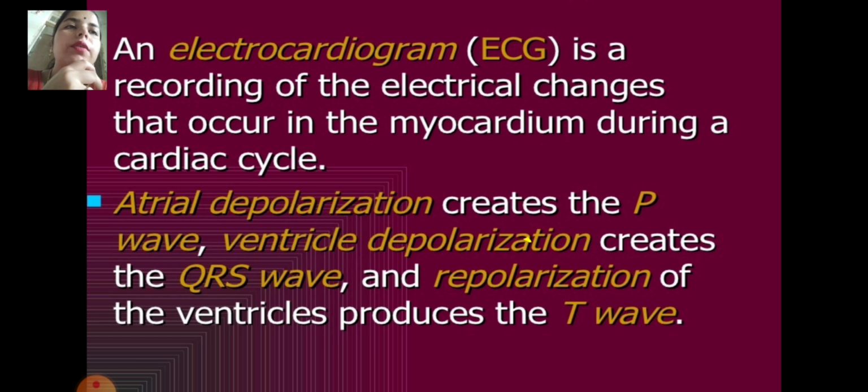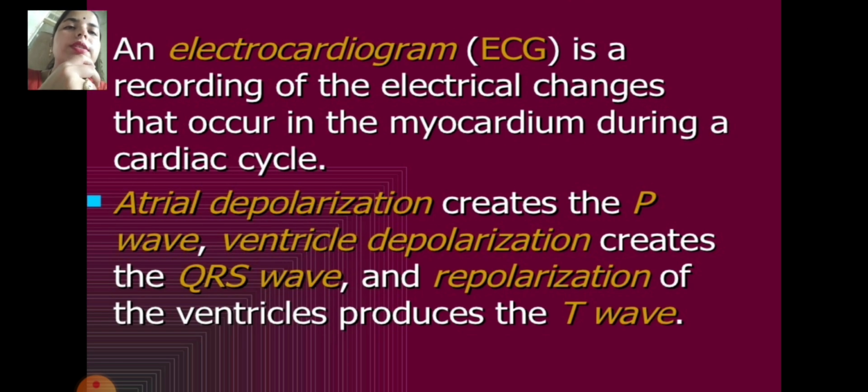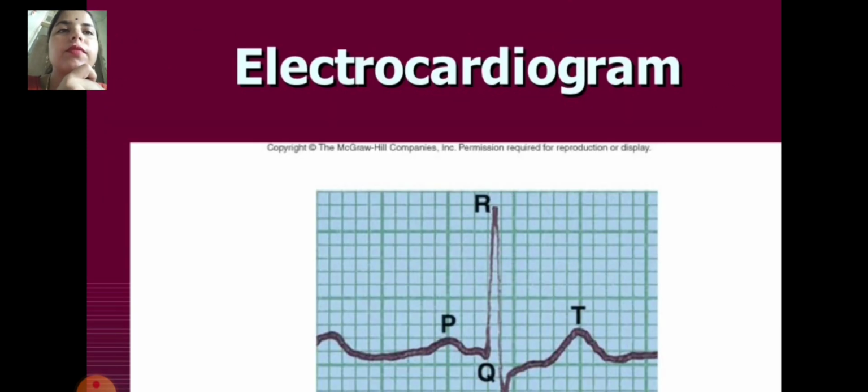An electrocardiogram is a recording of electrical changes that occur in the myocardium during a cardiac cycle. Atrial depolarization creates the P wave, ventricular depolarization creates the QRS wave, and repolarization of the ventricles produces the T wave. This is the electrocardiogram.